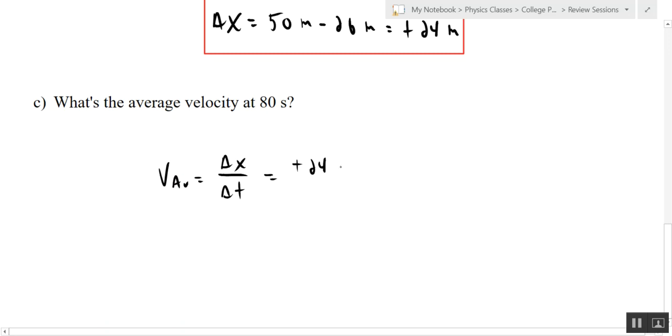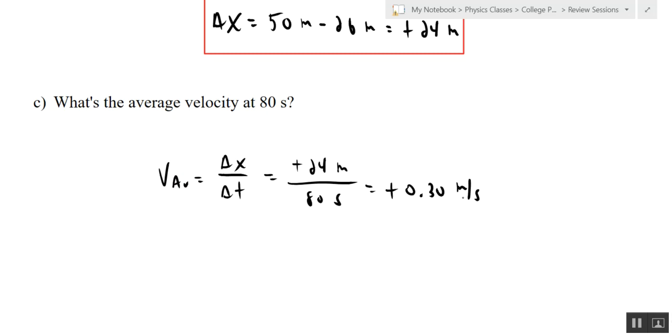Okay. That was a typo. And then the time was 80 seconds, right? So this is 80. So you get plus 0.3.